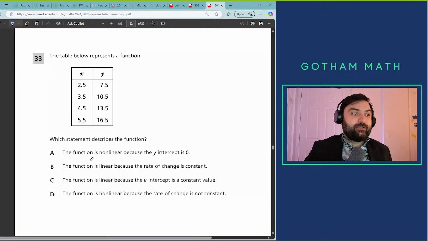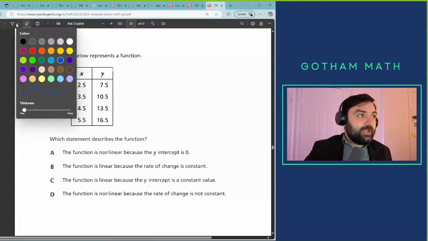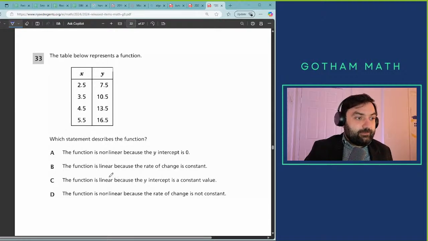All right. The function is nonlinear because y-intercept is 0. Well, this doesn't make sense at all, because it can be linear or nonlinear with y-intercept equals 0. How? Well, it can go like this, let's say. Let's imagine it goes through 0, or it can be like this, having y-intercept through 0. That doesn't affect us, and it doesn't make sense. The function is linear because the rate of change is constant. Well, this is a possibility.